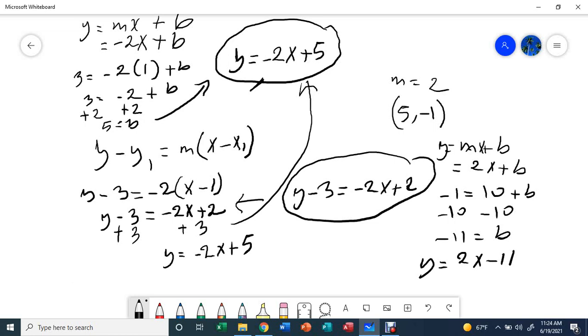Now, let's move on to how to graph lines. I need some space here.